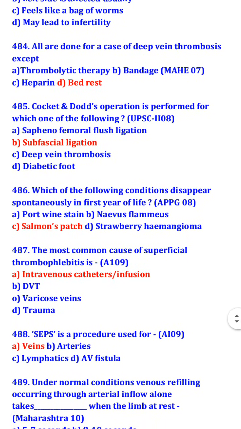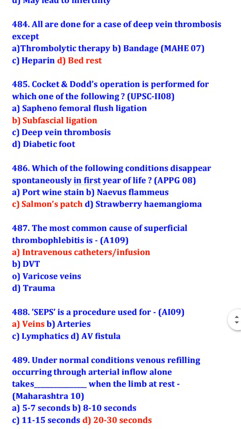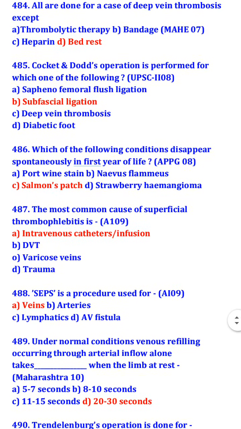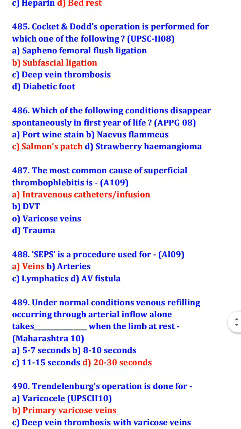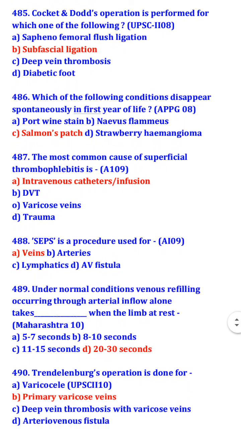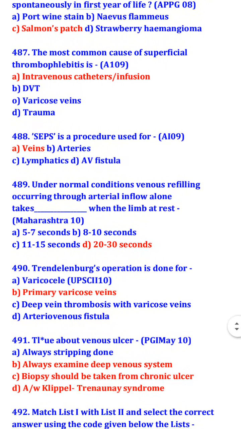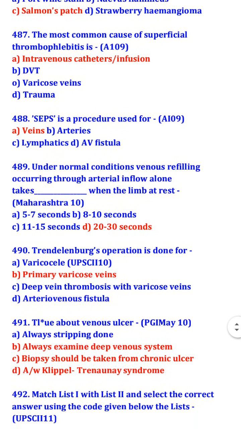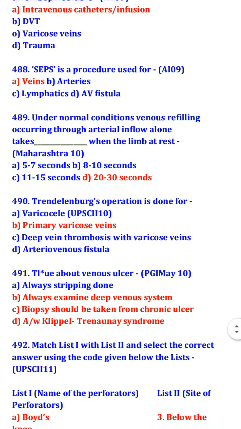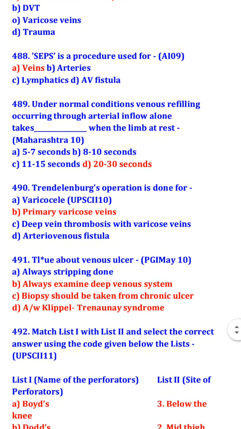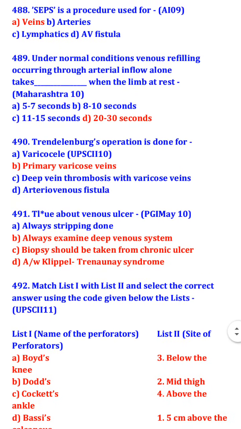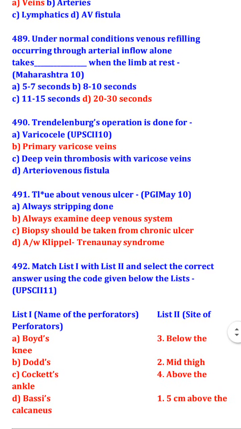Salmon patch disappears in first year of life. The most common cause of superficial thrombophlebitis is intravenous catheters or infusions. SEPS is a procedure used for veins. Under normal conditions, venous refilling occurring through arterial inflow alone takes 20 to 30 seconds when the limb is at rest. Trendelenburg's operation is done for primary varicose vein. True about venous ulcer: always examine deep venous system.